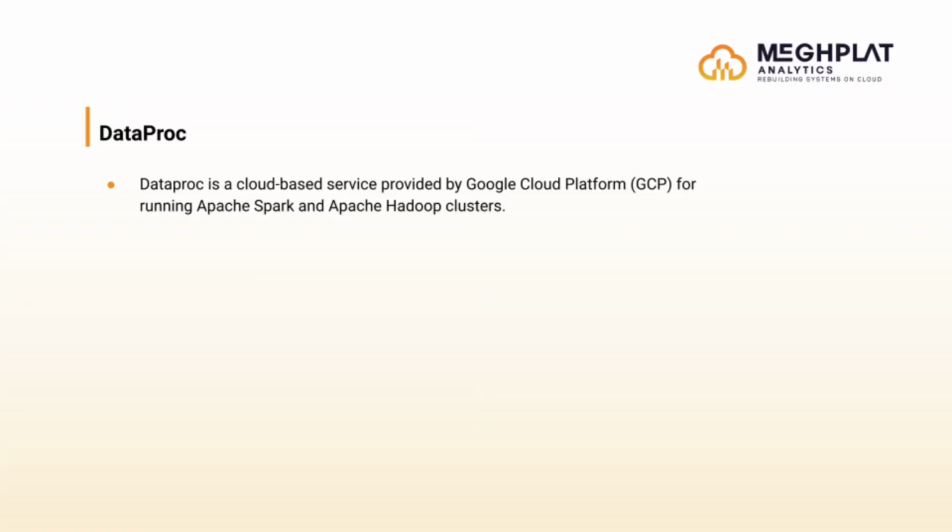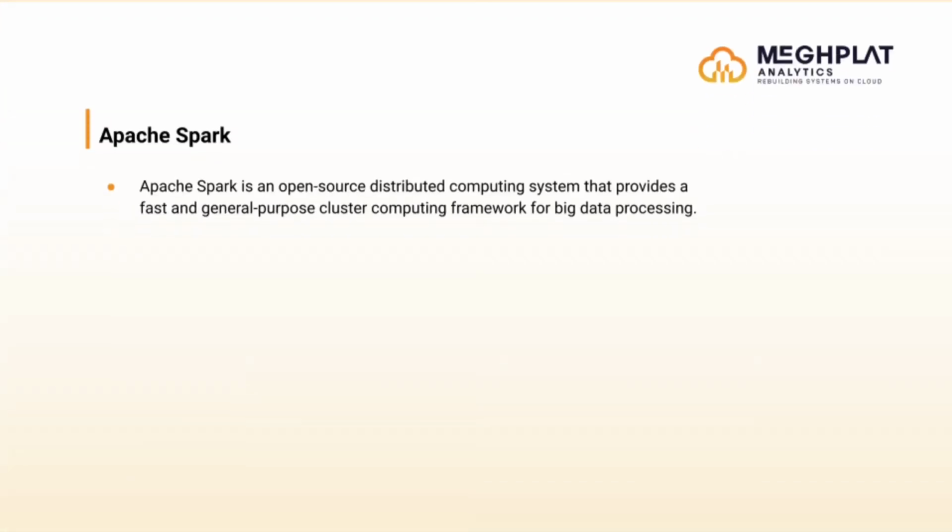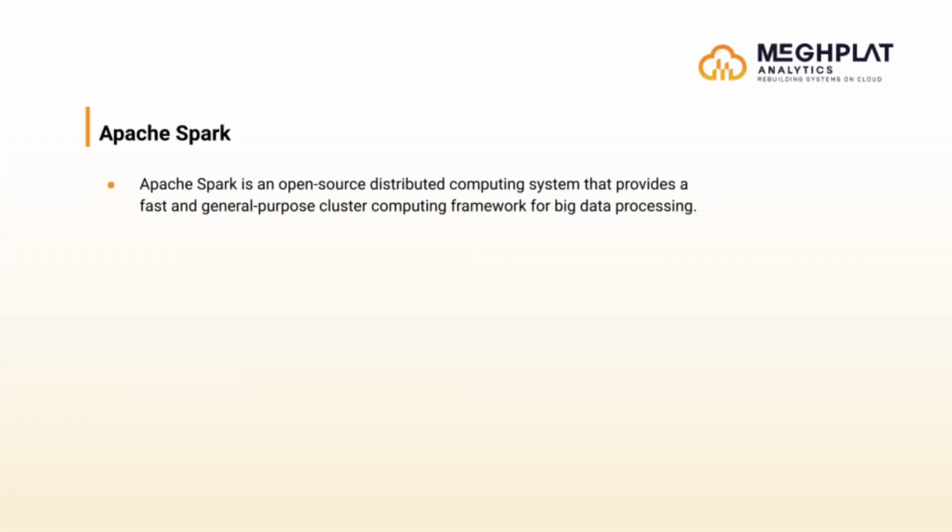Now, the two terms which I have just now told you in this definition were Apache Spark and Apache Hadoop. So, what is Apache Spark and what is Apache Hadoop? We'll discuss these two terms in depth in future videos or future tutorials, but let's take a small definition or small glimpse of what Apache Spark and Apache Hadoop are.